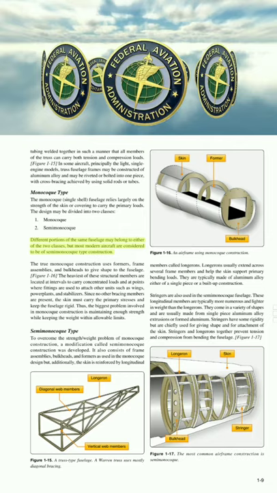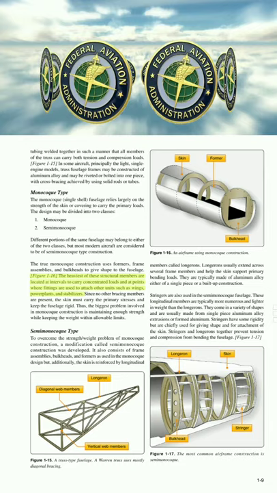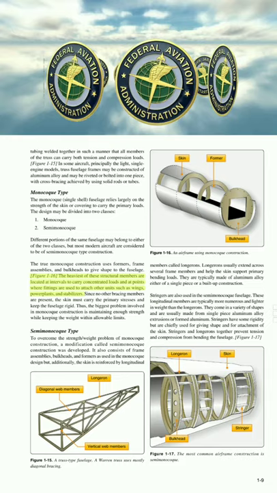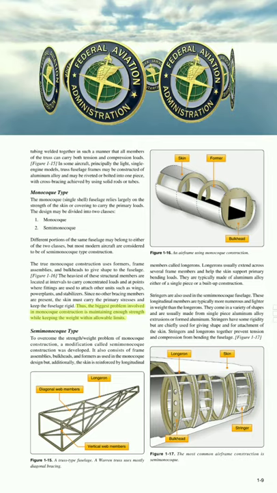The true monocoque construction uses formers, frame assemblies, and bulkheads to give shape to the fuselage. Figure 116. The heaviest of these structural members are located at intervals to carry concentrated loads, and at points where fittings are used to attach other units such as wings, power plants, and stabilizers. Since no other bracing members are present, the skin must carry the primary stresses and keep the fuselage rigid. Thus, the biggest problem involved in monocoque construction is maintaining enough strength while keeping the weight within allowable limits.